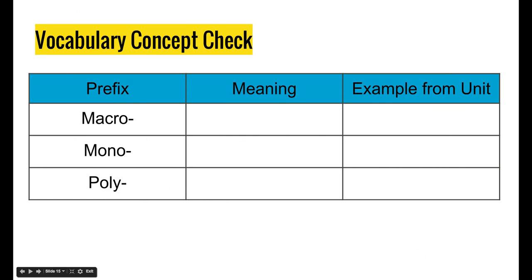All right, so let's do a little bit of concept check with vocabulary. We have this prefix macro. Thinking back about what we talked about in the notes, what do you think it means? Good, so hopefully you got that macro is big or large. How about mono? Good, that means one. And last, poly means many.